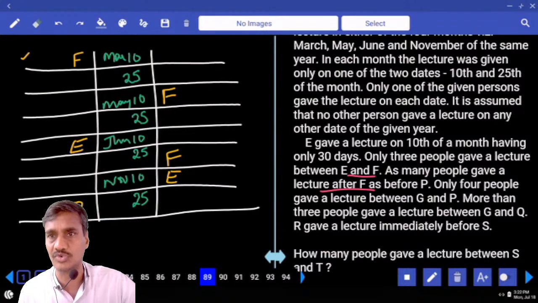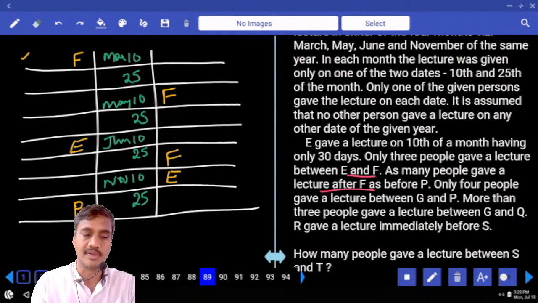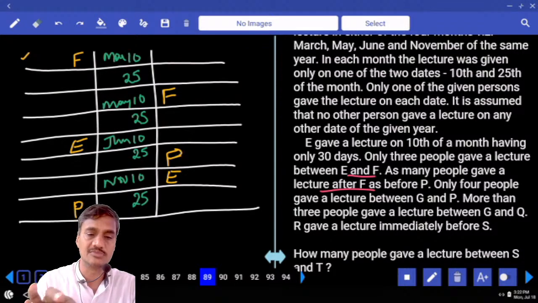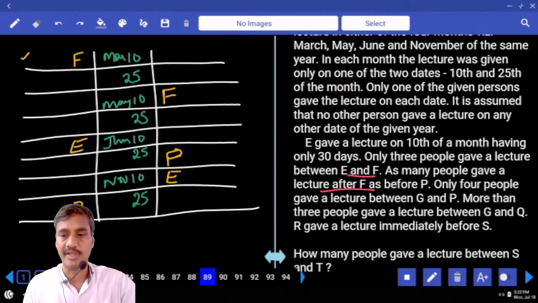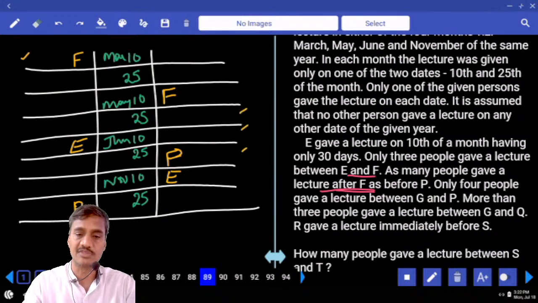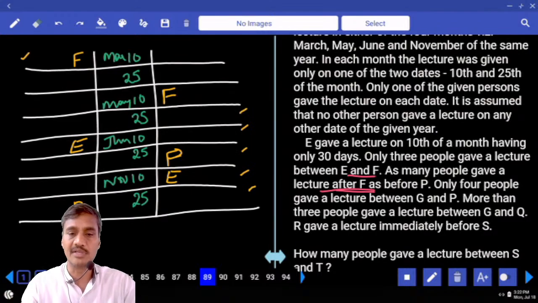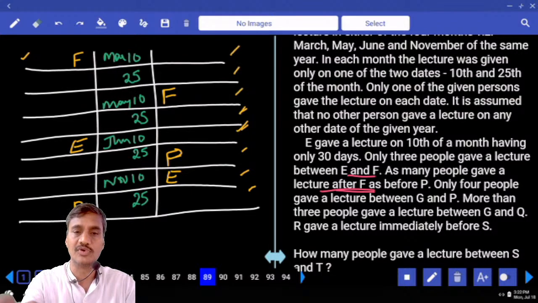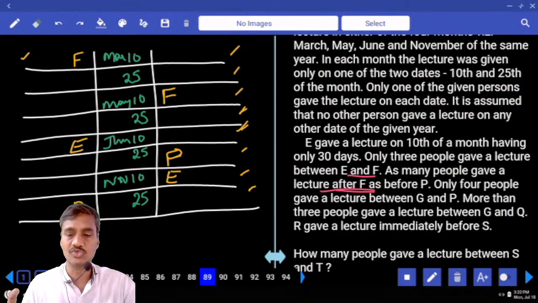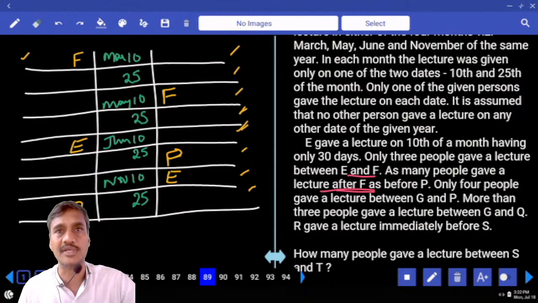In a logic chess, no. And P is at this place. As many people gave a lecture after F, how many people are here after F? 5 members. Before P there must be 5 members: 1, 2, 3, 4. Does it fit or not? And so these two persons must be equidistant from either end.